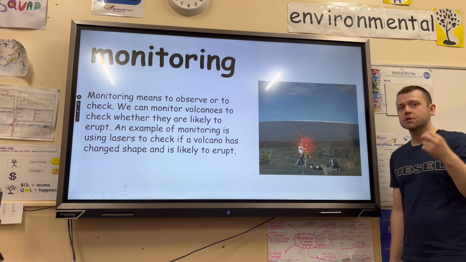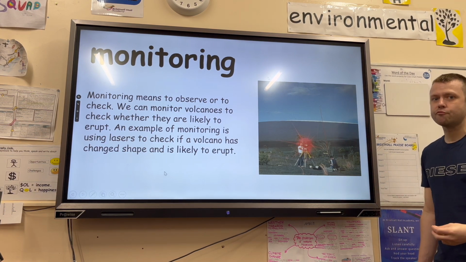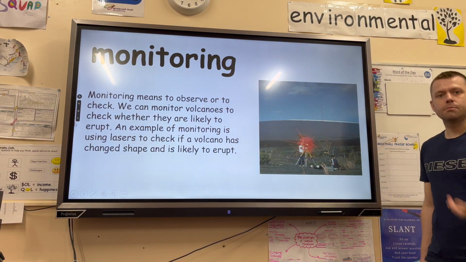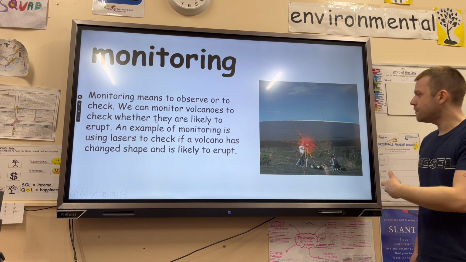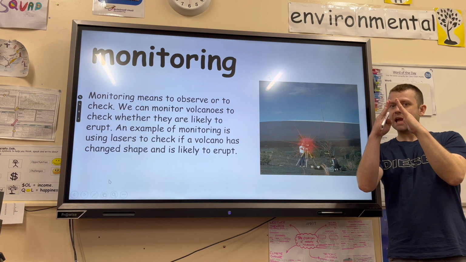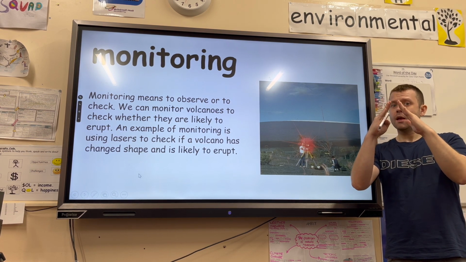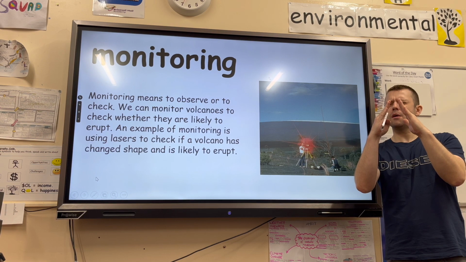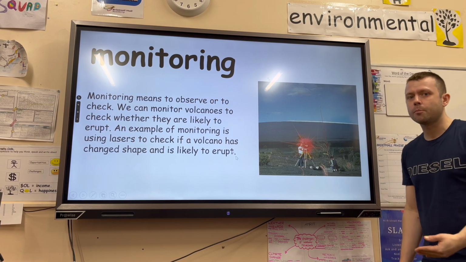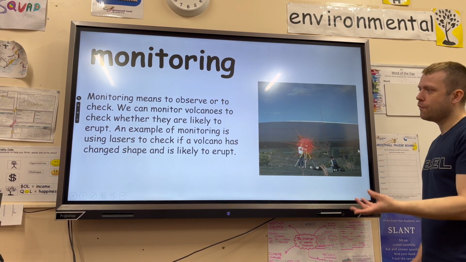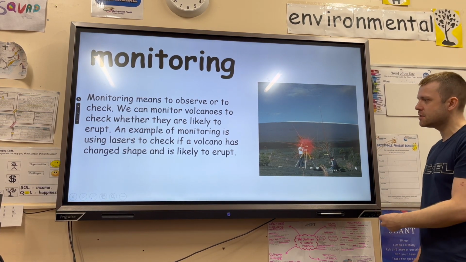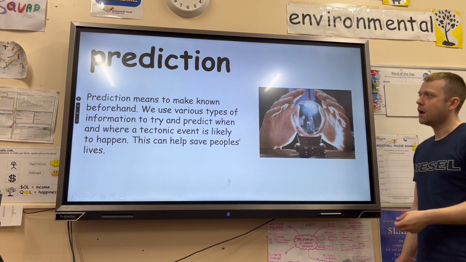Now, we can reduce the hazard risk of tectonic hazards in a variety of different ways. The first way is monitoring. You monitor something, you keep an eye on it, you check on it. For example, you can shine laser beams at volcanoes, and what these do is detect whether there's any changes in the conical shape, and if the shape of the volcano moves out ever so slightly, the laser will detect it, and that will suggest that there may well be an eruption upcoming. The other way you can monitor volcanoes is by testing the gas emissions, as volcanoes tend to emit more sulfur dioxide prior to an eruption.